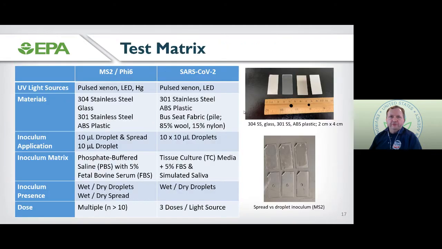So the test matrix that we were working with differs a little bit between whether we were using the SARS-CoV-2 virus or the MS2 and 5/6 surrogate viruses. First of all, the light sources that we tested were essentially the same. We have additional data, which you will see later, related to the mercury lamp for the MS2 and the 5/6. The materials were slightly different. We had stainless steel on both sides, maybe a different grade or different type.